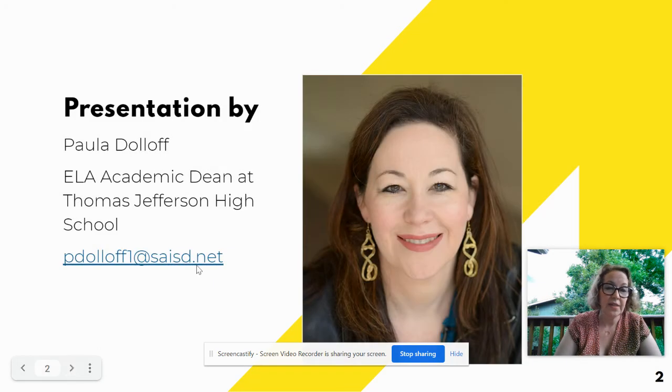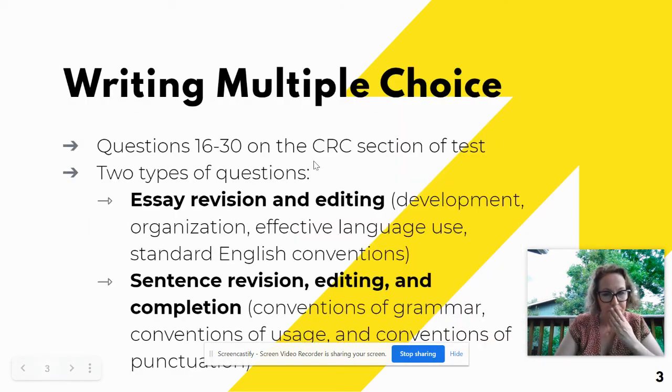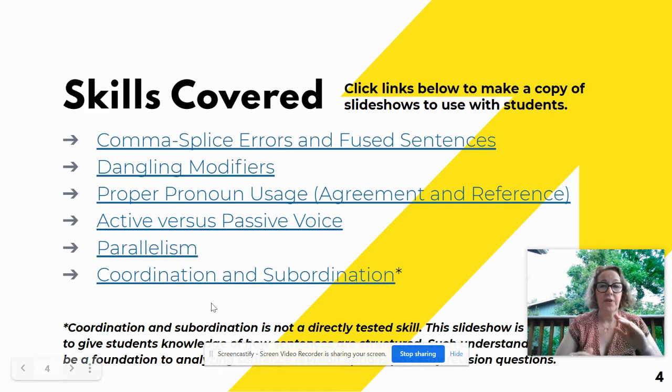The one thing I did add to this is the skills that are covered on the entirety of the test. This slide is actually in this slideshow a few times, just because this is how you can link to 6 different slideshows that you can use with students to teach these particular skills if you need some resources for that. And I put it because these are skills that are covered throughout the entire test.